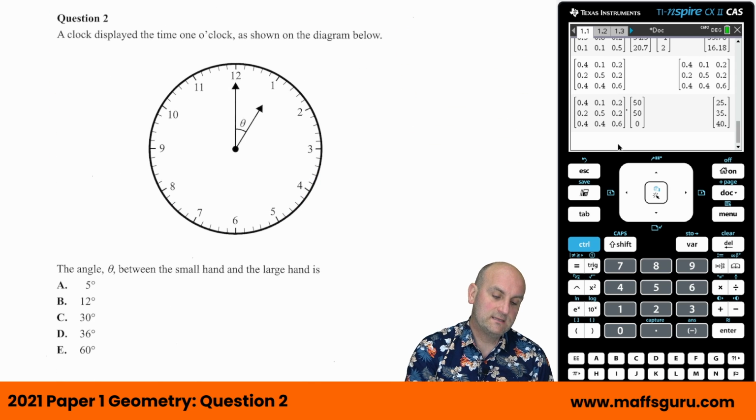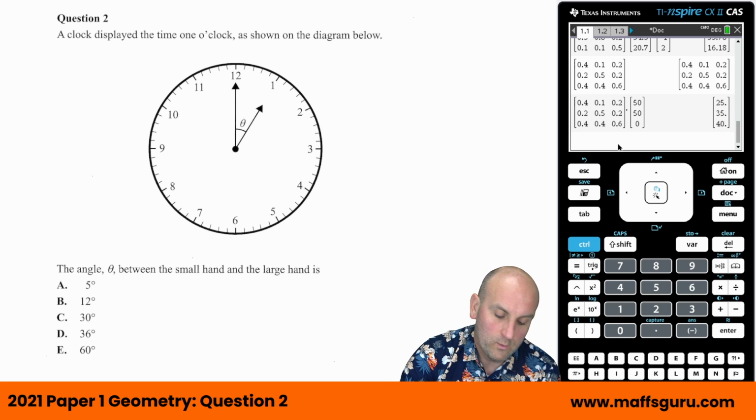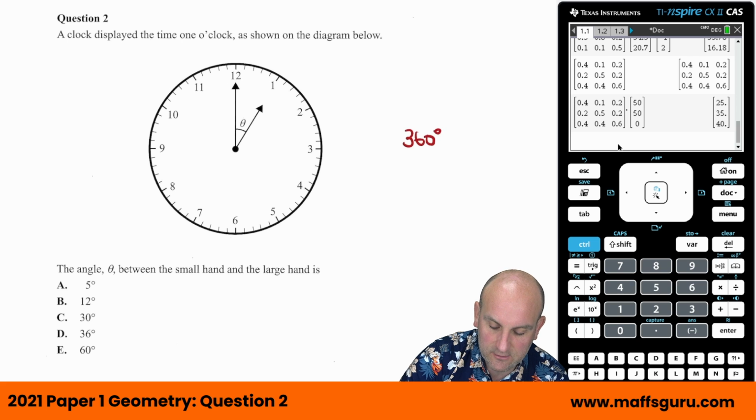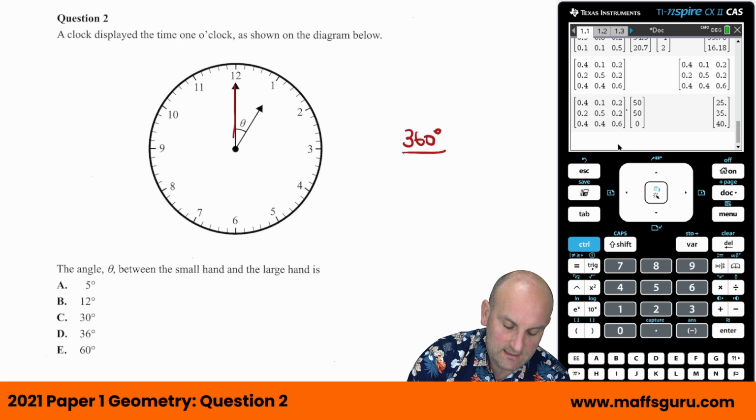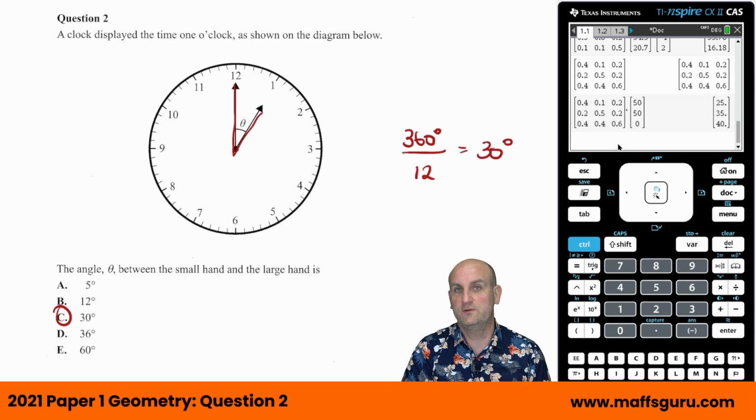A clock displays the time 1 o'clock, as shown in the diagram. The angle theta between the small hand and the large hand is, well, we know that there are 360 degrees in a circle. And basically this is an hour. So there are 12 hours. And when I do that, I get 30 degrees, which gave me C as my correct answer for question 2.